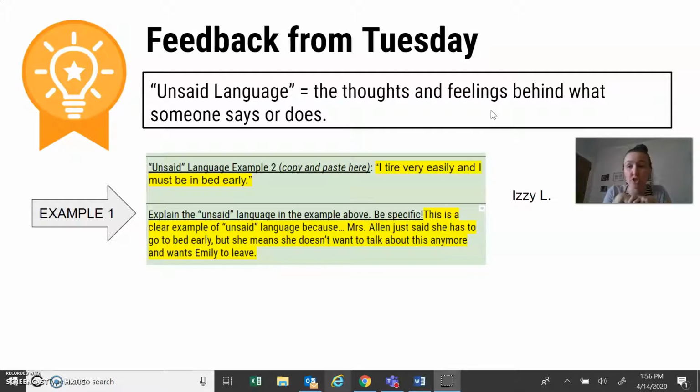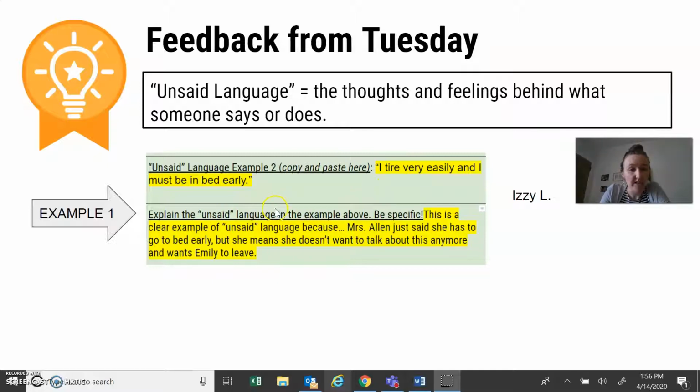So we have a few examples here that I just wanted to point out for people who did a really great job of pulling out unsaid language and then also of explaining that. So the first one here comes from Izzy. So the example of unsaid language is something that Mrs. Allen says, "I tire very easily and I must be in bed early."